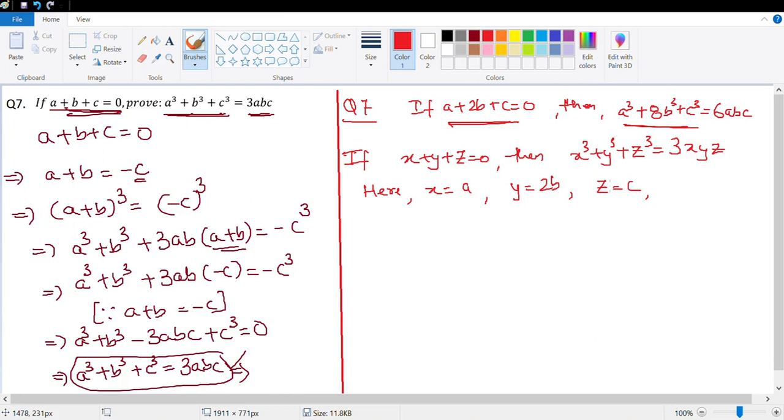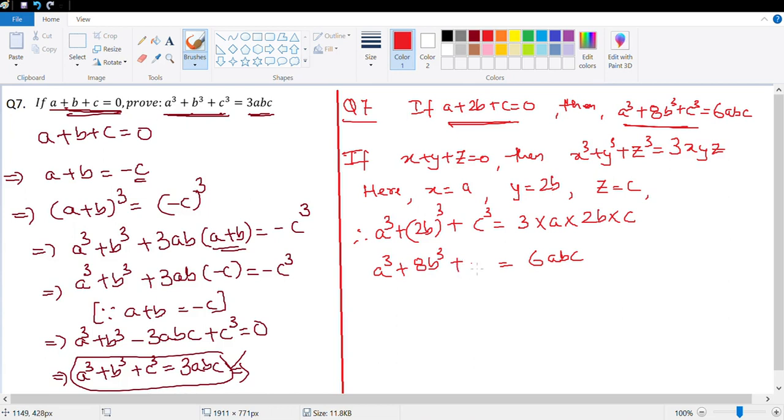So let's put, therefore, a cube plus (2b) whole cube plus c cube would be equal to 3 times a multiplied with 2b multiplied with c, which is 3 into 2, 6abc. And the left hand side is a cube, (2b) whole cube is 8b cube, plus c cube. So you can apply the identity directly and solve it without having to prove it.